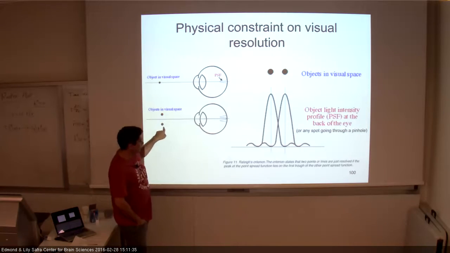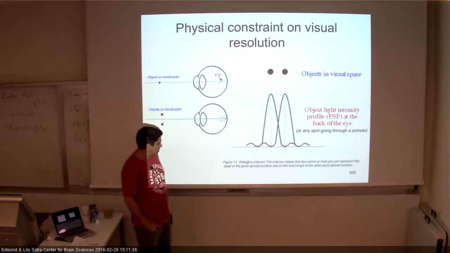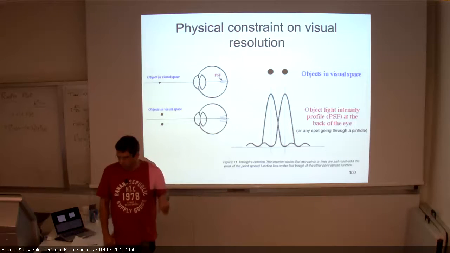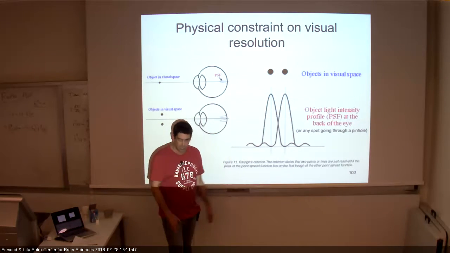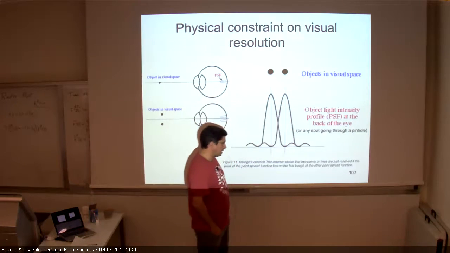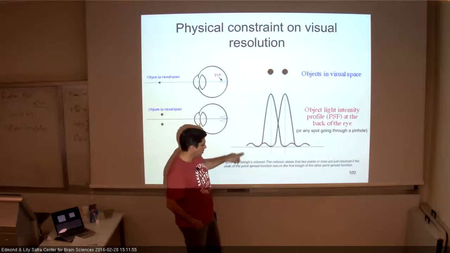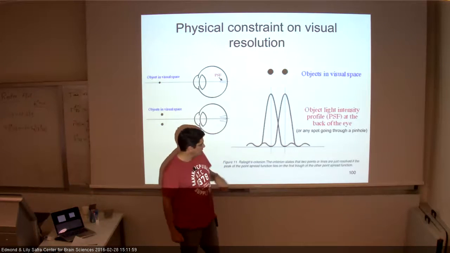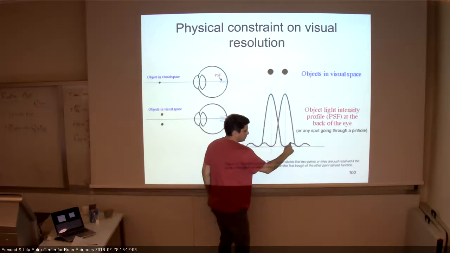And each of these points will cause a different point spread function on the retina, and the question is, how can I differentiate between these 2 points? The Rayleigh criteria, and again, you don't need to know all of these details, will tell you that 2 points or lines are just resolved if the peak of the point spread function lies on the first trough of the other point spread function. This is the trough of the first point.